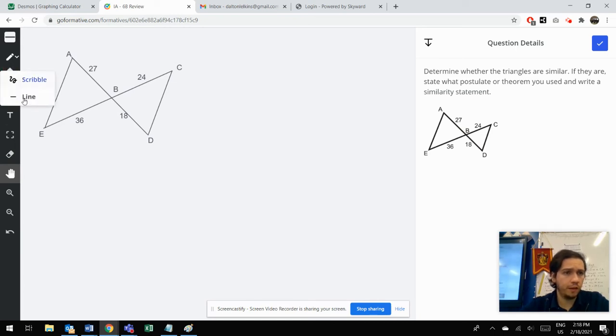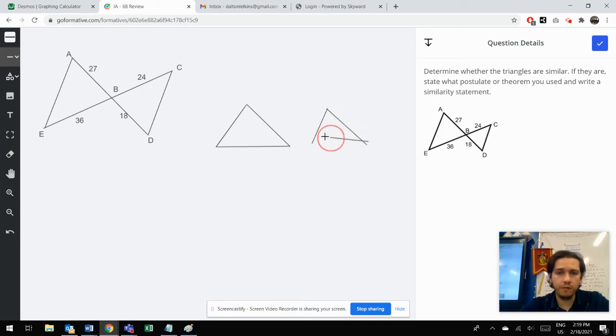So I'm going to use the line tool. Give me some nice straight lines here. Look at that. Perfect. They don't have to be the best. Like this triangle is okay, but as long as they get the job done.